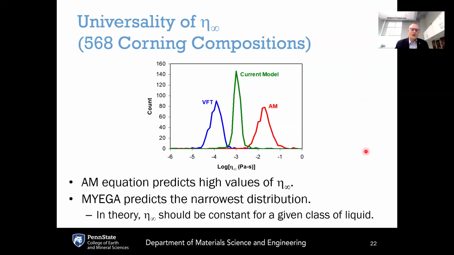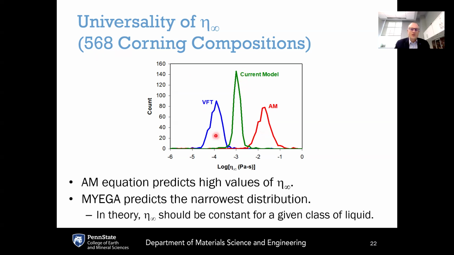Another interesting question is about the universality of this high temperature limit of viscosity, eta infinity. And what we did here was to test this out for 568 different compositions to see if indeed Angell's prediction of a universal infinite temperature viscosity eta infinity is true. And what we found is that there was a fairly narrow distribution of eta infinity values for each of the models, but the narrowest distribution was for the MYEGA model here shown in green.